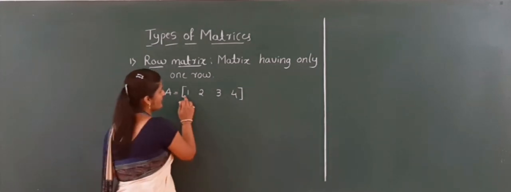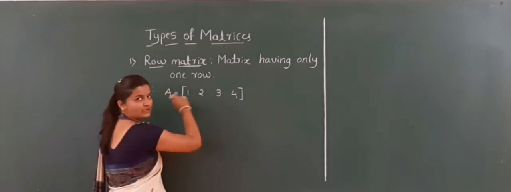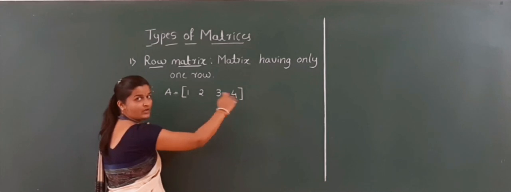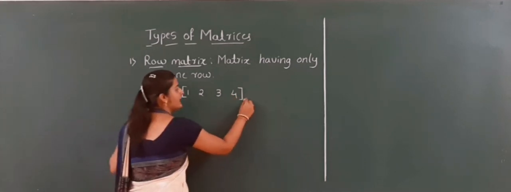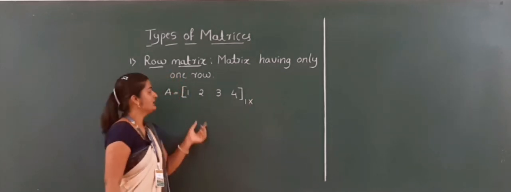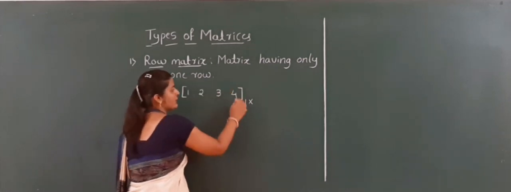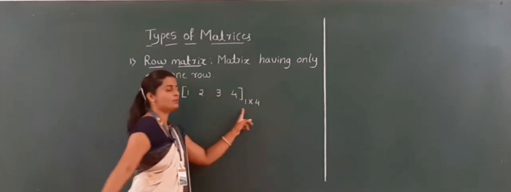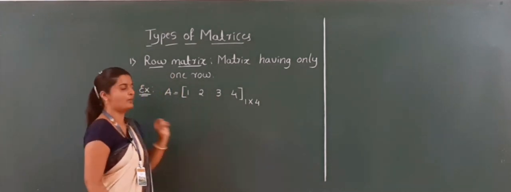How? Tell me what the number of rows is here. What do you mean by rows? The number of horizontal rows, horizontal lines. So see here, this is our horizontal line, exactly one horizontal line, and the number of columns: 1, 2, 3, 4. So 1 by 4 is the order of this matrix, and this is known as a row matrix.